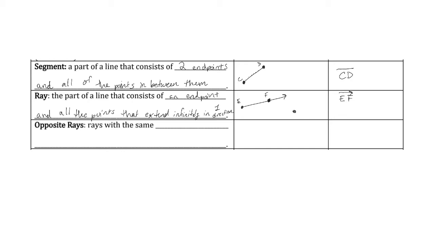You could also go in the opposite direction, but we're still going to label it the same way. So say this is K, and then J is a point that lies on that ray. We could call it KJ with a line and one arrow.